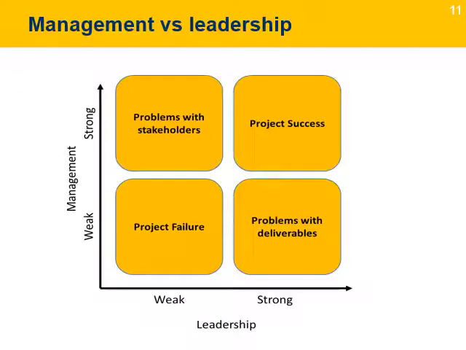Having strong leadership skills is not enough. What happens when you have weak leadership and weak management skills? Well, that is a recipe for project failure. When you have strong management skills but weak leadership skills, you may be able to deliver the project outputs, but you will have problems with the stakeholders and beneficiaries. Support and interest in the project will be low. When you have strong leadership skills but weak management skills, you will have problems with project deliverables, the scope, schedule, and budget problems. Project success occurs when you have both strong leadership and management skills.